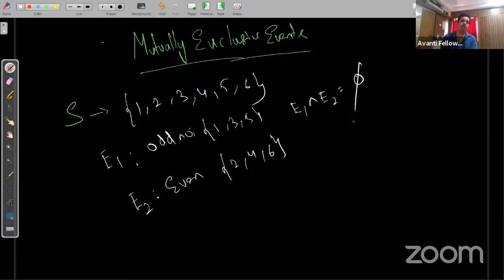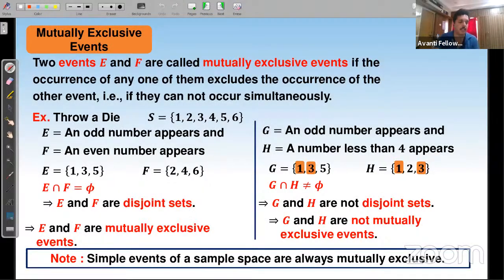So this kind of events are called mutually exclusive events. Simply, the intersection should be empty. Nothing should be there. That's clear? No common element should be there, guys. Yeah, Lakshmi, correct. So look here, this is mutually exclusive events. If you say E intersection F is empty, like that, you can just say it.